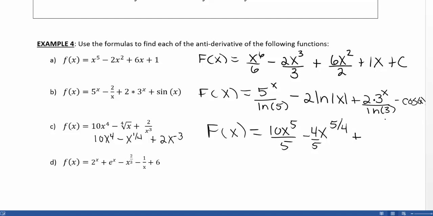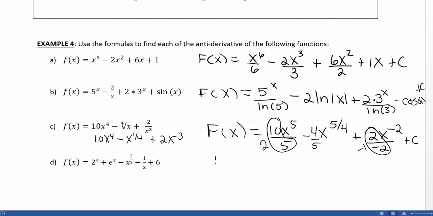Plus, now here we have 2x to the negative 3, and if we add 1 to the power, that becomes negative 2, divided by negative 2. So here, if we were going to do any simplification, we got plus c. Don't forget our plus c's. They're easy to forget. The only simplifications we would do: 10 divided by 5, and we'd turn that into a 2. And we would take 2 divided by negative 2 and turn that into a negative 1. And if we wanted to, in that last term, we could put it over x to the positive 2.